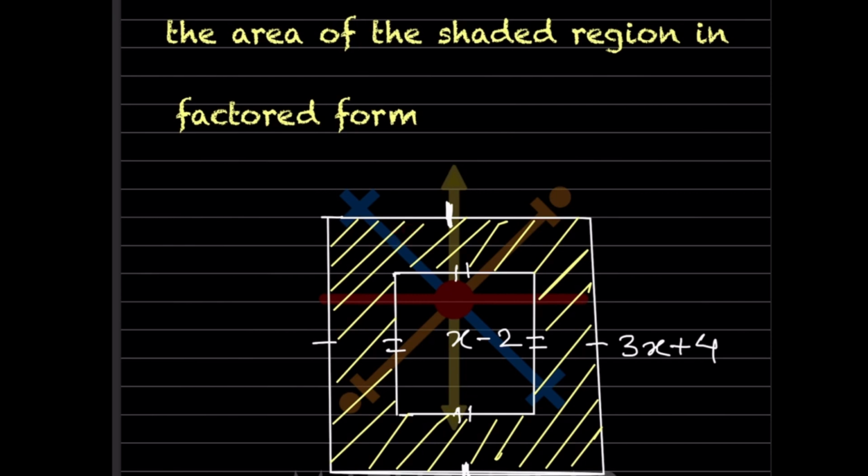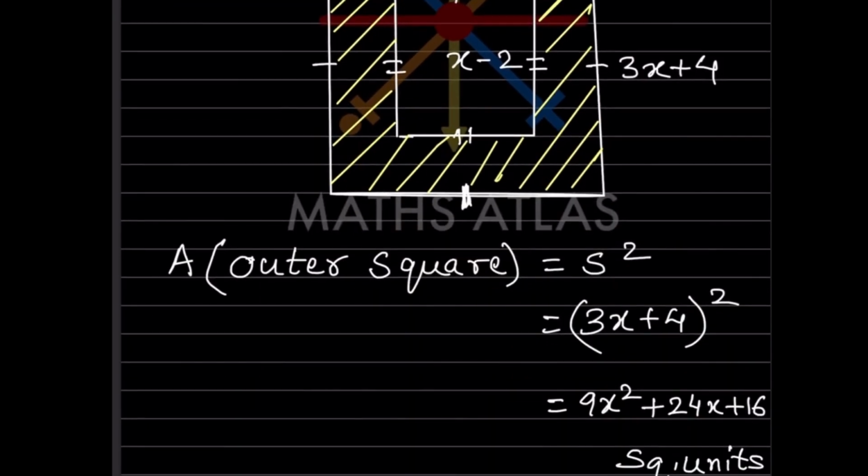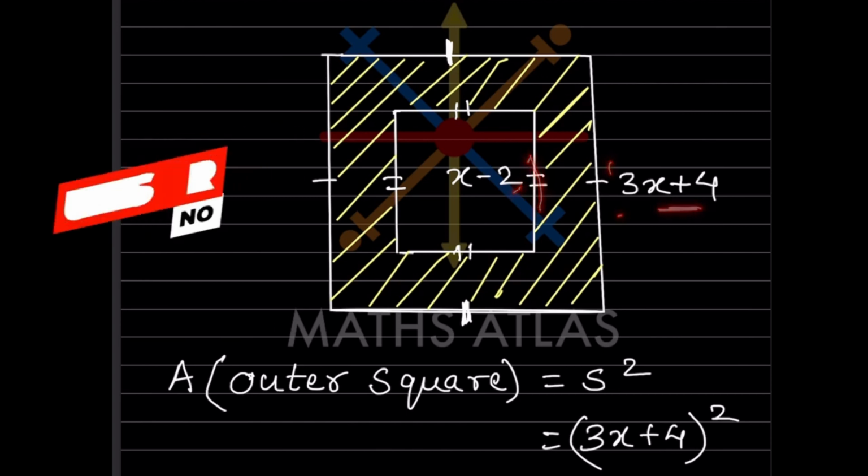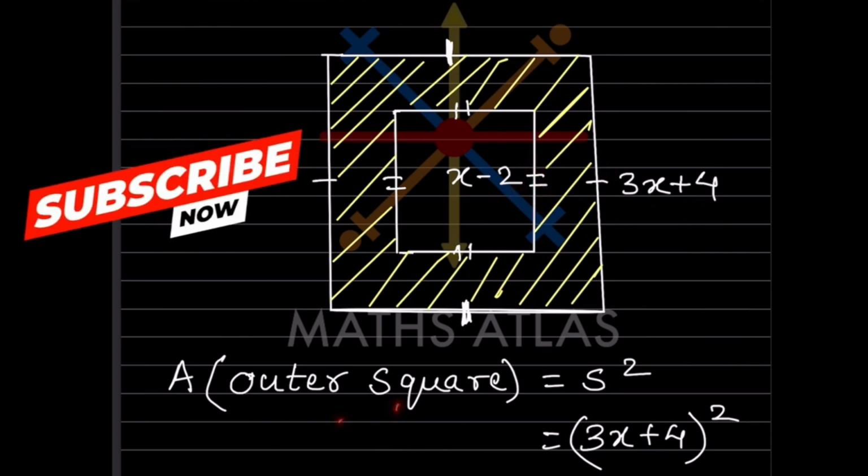So now this is the inner square and this is the outer square, and this side is given as x minus 2, and this side is given as 3x plus 4. So area of the outer square, you know the formula for the area of a square, that is side square.